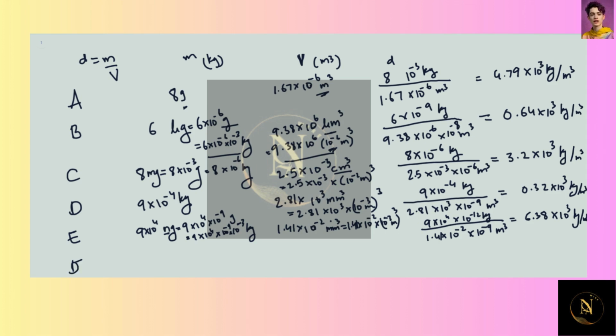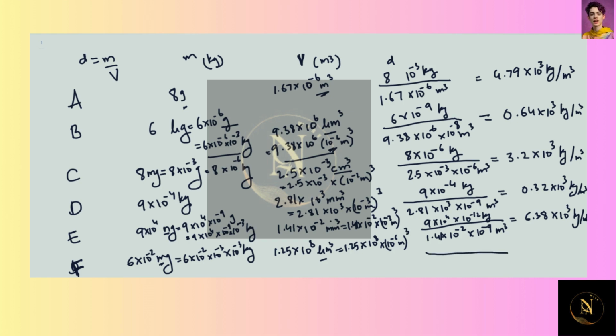Now for option F, the mass is 6 into 10 power minus 2 milligram. You know that 1 milligram is 10 power minus 3 grams. That is 6 into 10 power minus 2 into 10 power minus 3 grams, and each gram is 10 power minus 3 kilograms. And the volume is 1.25 into 10 power 8 micrometer cubed. And 1 micrometer is 10 power minus 6 meters. So that's 1.25 into 10 power 8 into 10 power minus 6 meter whole cubed.